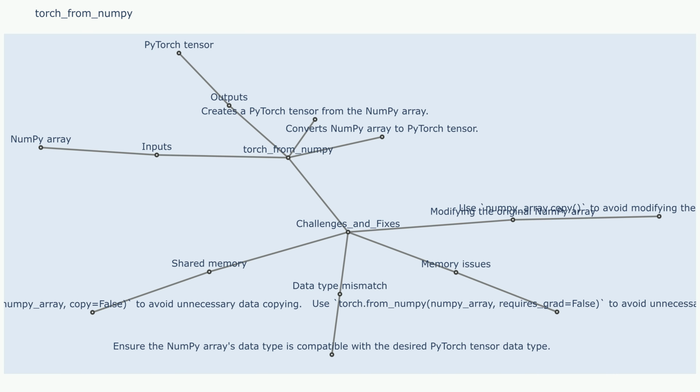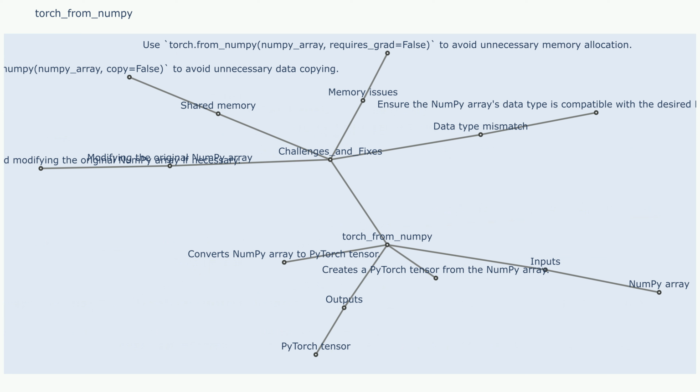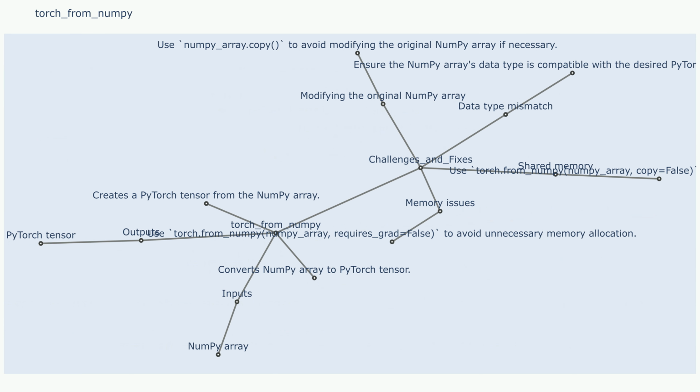Torch from NumPy. Description. The torch from NumPy function is a crucial tool for seamlessly bridging the gap between NumPy arrays and PyTorch tensors. It enables you to convert existing NumPy arrays into PyTorch tensors without creating a copy of the underlying data. This direct conversion maintains the same memory location, which is highly beneficial for performance optimization.